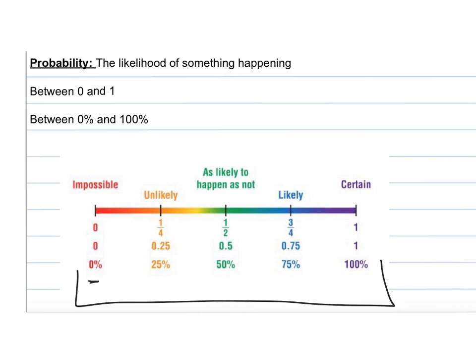On the other side, if you get a probability of 1 or 100, that means it's certainly going to happen. So if you were saying the probability of flipping a coin and it lands on heads or tails, that is certain. It's for sure going to either land on heads or tails. And then it kind of ranges in between there.